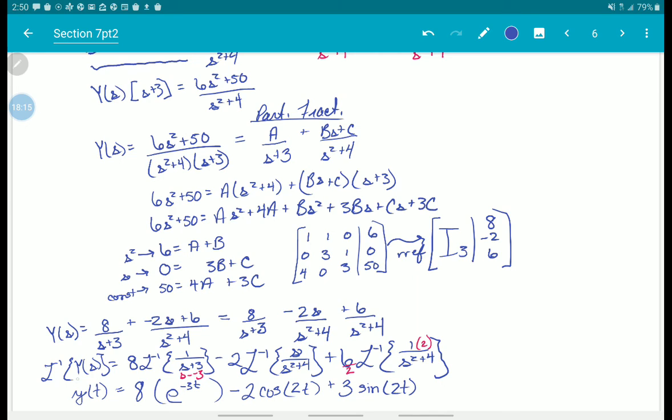So there's our final solution. So you can see how much fun these are. I actually like these. These are one of my favorite things to do in this class, is using Laplace transforms. So that's solving a first order differential equation.